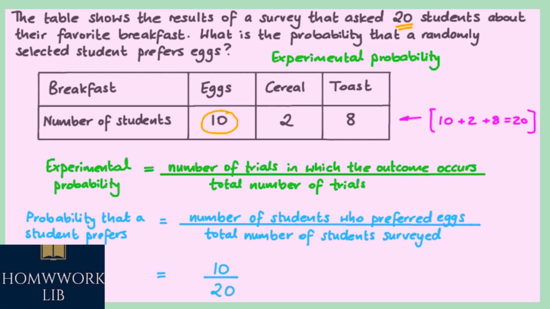So we now have that the probability of a student preferring eggs is 10 over 20. But of course, we know that this fraction can be simplified further to 1/2. And so we can give the answer that the probability that a randomly selected student prefers eggs is 1/2.